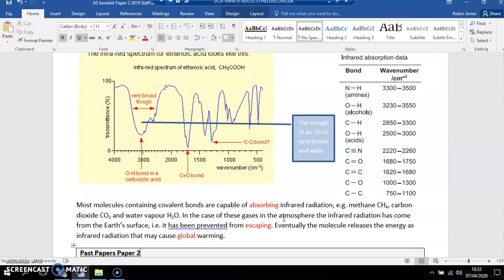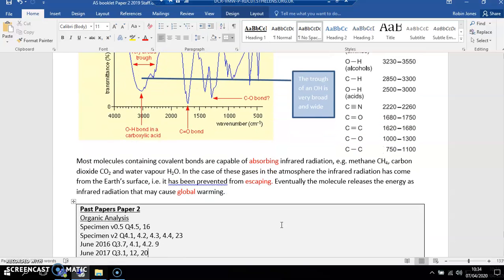Just to finish off then, most molecules containing covalent bonds are capable of absorbing infrared radiation: methane, carbon dioxide, water, water vapour. In the case of these gases, in the atmosphere, the infrared radiation has come from the Earth's surface, preventing it from escaping. Eventually the molecules release energy as infrared radiation and may cause global warming. I think we covered that in a previous lesson as well.